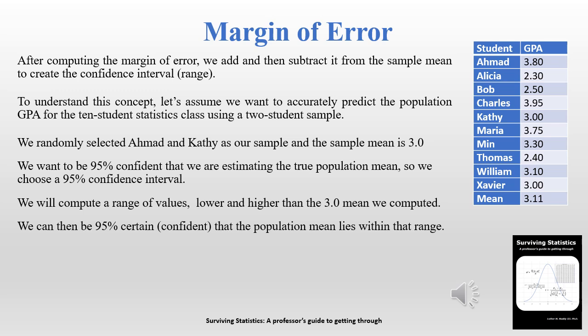So we're going to choose a 95% confidence interval. Then we're going to compute that range of values and add it to 3.0 and subtract it from 3.0, and the range that we end up computing will let us be 95% confident that the actual mean, in this case, lies within that range. So let's see how that works.